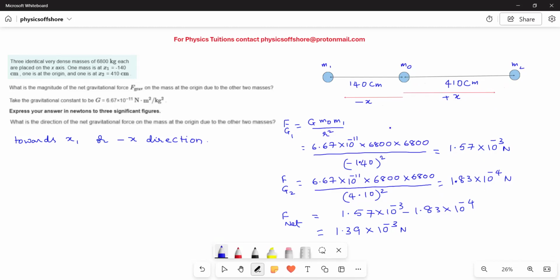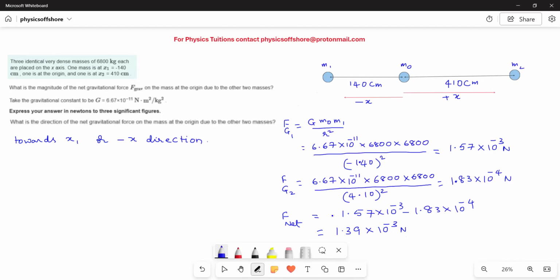Now we have to find out the net force. To find the net force, you have to subtract, because one is positive and another one is negative. Actually, we are adding, one positive and one negative. Therefore, the net force is equal to 1.39 times 10 to the power of negative 3 newtons. So which direction is this? Towards the negative direction, because this is the negative direction.